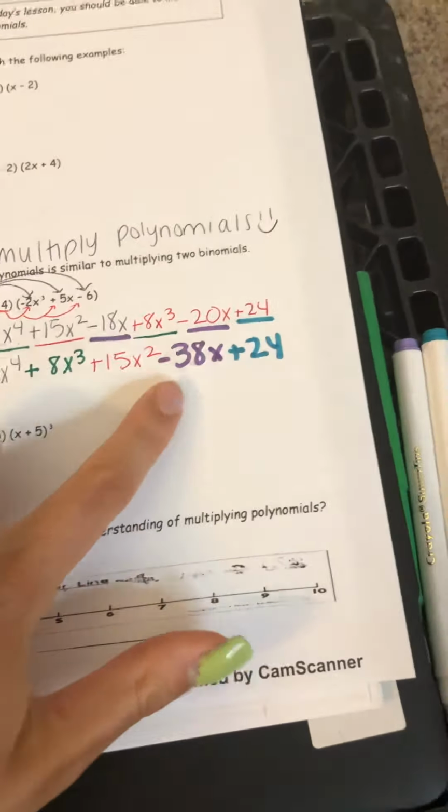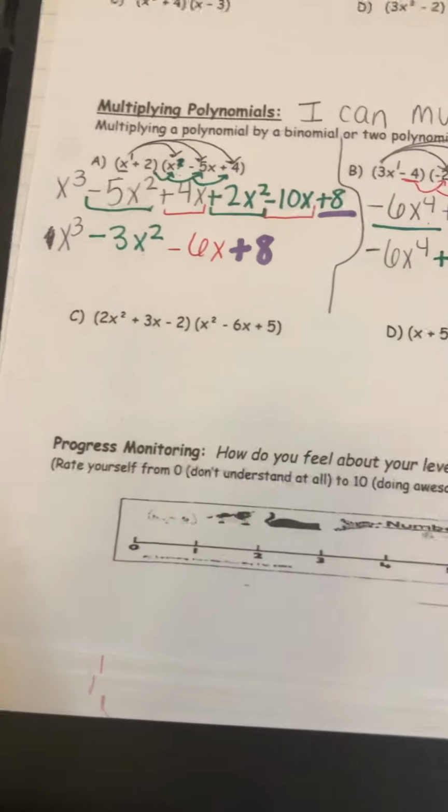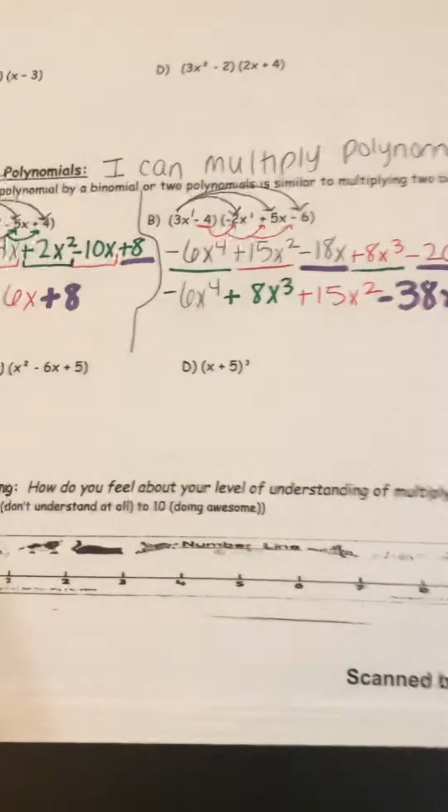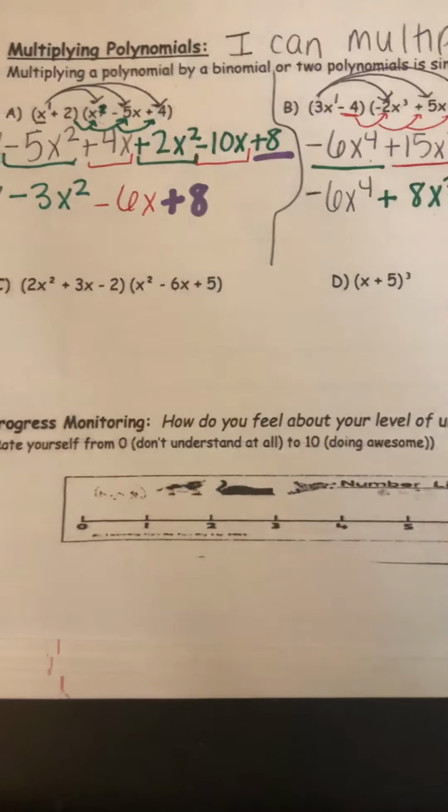Moving on to letter C. Letter C is going to take up a lot of the paper. So for D, I'm going to do it on the back side of the paper because I write too big. So just so you know, you might have to write on the back or just write smaller for letter C. I have 2x squared plus 3x minus 2 times the quantity x squared minus 6x plus 5.